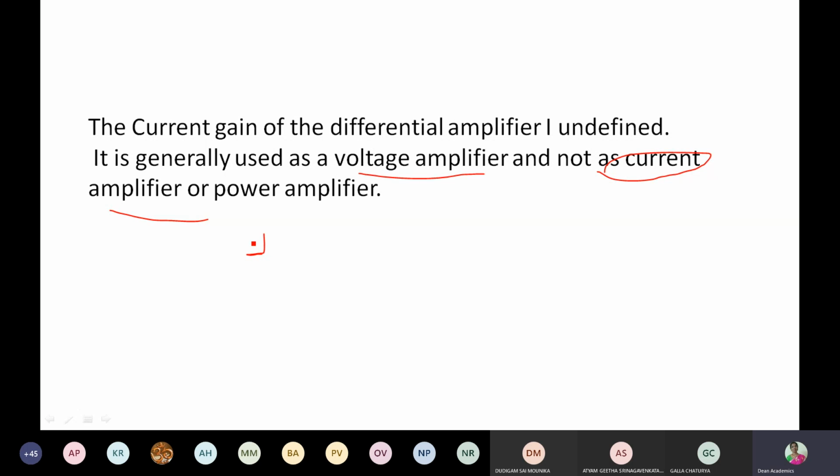Let me give you one small example. Some input voltage is there. With that, if there is some small resistance, what will happen? There will be some current flowing, I is equal to V by R. If the resistance value is increased, what happens to current? Current decreases. Very good.